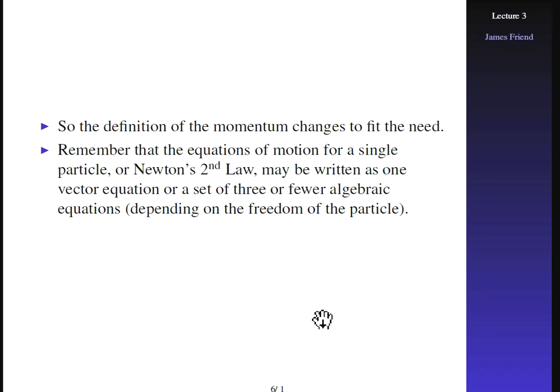The equations of motion for a single particle, Newton's second law, may be written as one vector equation or a set of three or fewer algebraic equations. It just depends on the degrees of freedom of the particle, how many ways that the particular particle can move. So if you just have one particle, you have one vector equation or three or fewer algebraic equations. That's all you need, no more, no less.